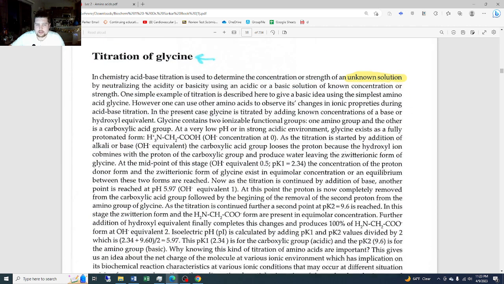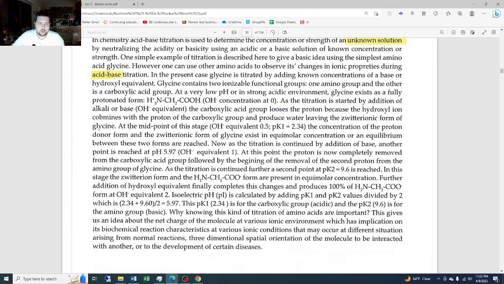One simple example of titration is described here to give a basic idea using the simplest amino acid, glycine. However, one can use other amino acids to observe its changes in ionic properties during acid-base titration. This is what we talked about, how if we change the pH, certain amino acids are going to change slightly, the structure is going to change slightly, which will then impact how they respond and how they react with the things around them. In the present case, glycine is titrated by adding known concentrations of a base or hydroxyl equivalent.